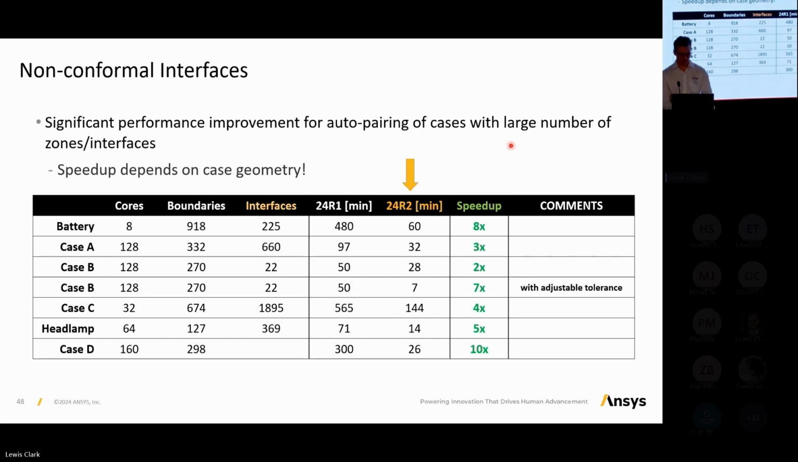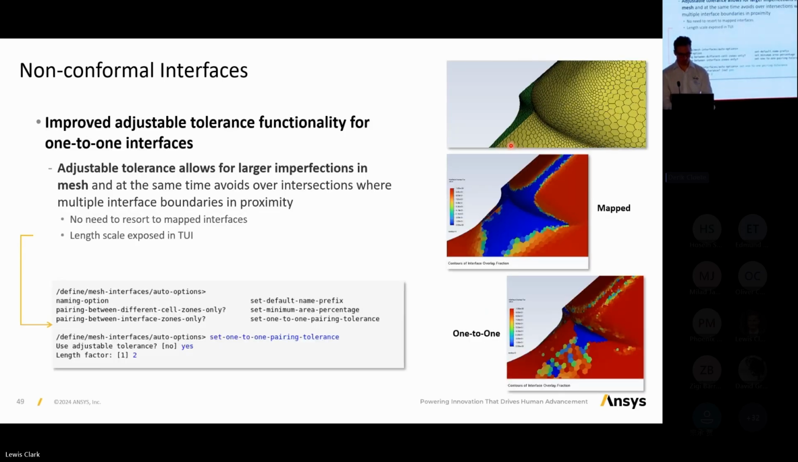Onto the performance side of things, for cases where you've got lots of non-conformal interfaces, it's much faster now in 24R2. And we've also got an adjustable tolerance for one-to-one interfaces. So say you've got an interface where there's a little bit of a gap. Maybe the mesh isn't 100% perfect, maybe the geometry isn't 100% perfect. You can now tighten or loosen that tolerance a bit to get better one-to-one mapping across that interface.